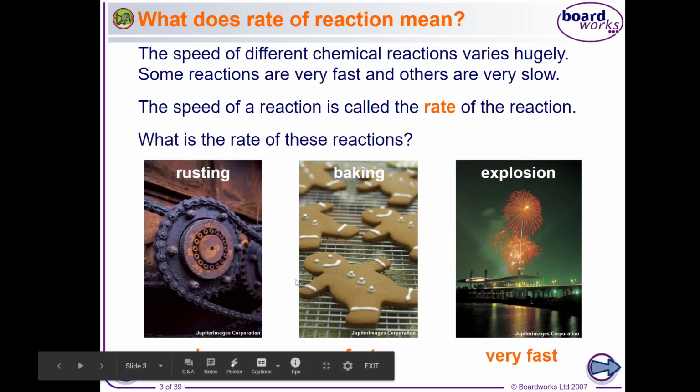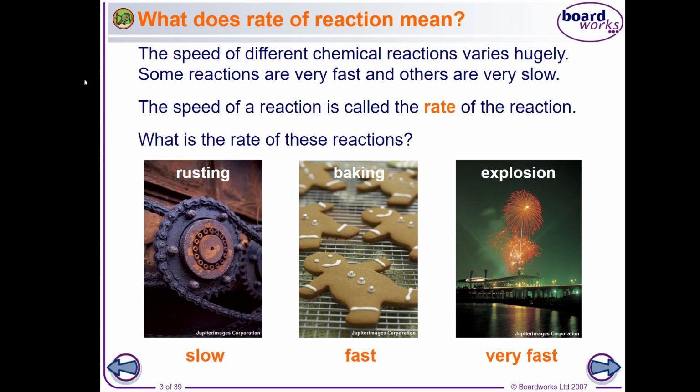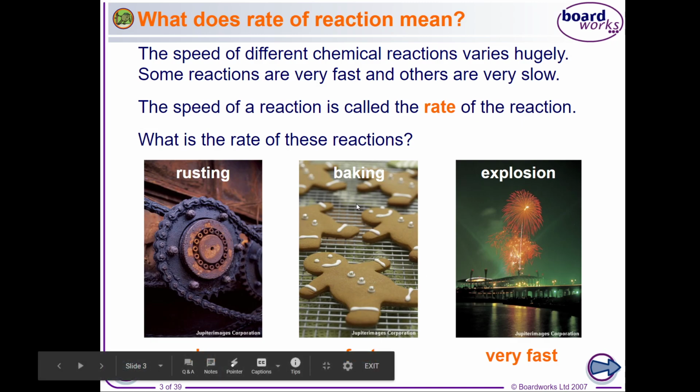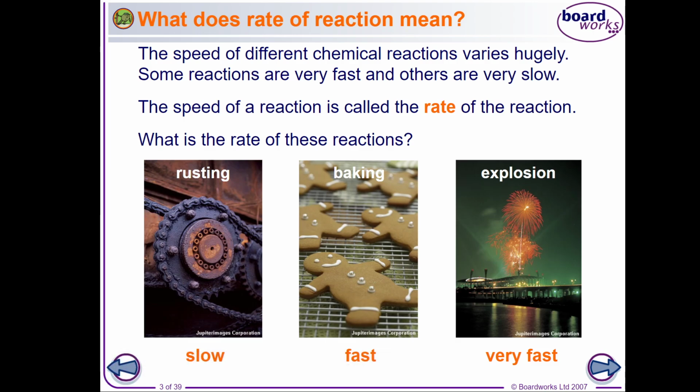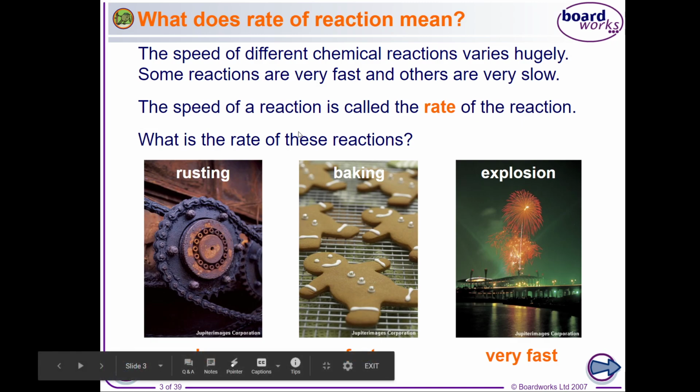Here we have a couple of examples. We have an example of some corrosion going on. Again, that's our oxidation reduction reaction, and that's a very slow reaction. We have baking as a secondary reaction, which is a relatively quick reaction. And then we have explosions, which are oxidation reduction reactions again, but that ends up being a very quick reaction.